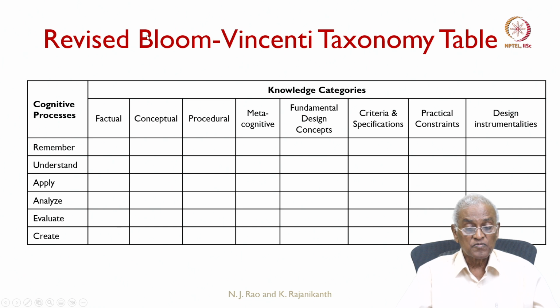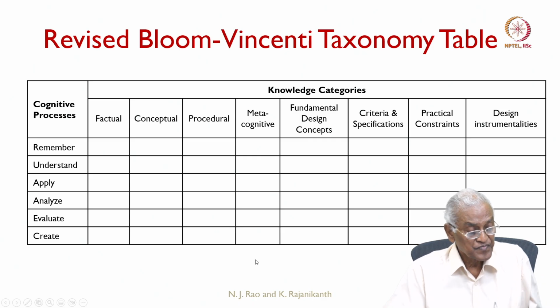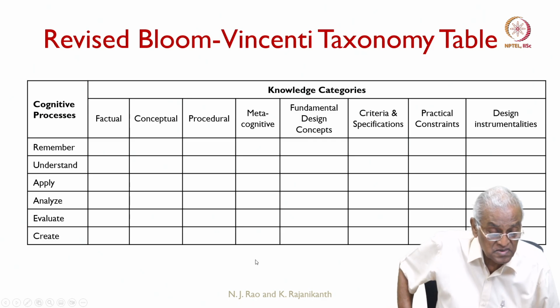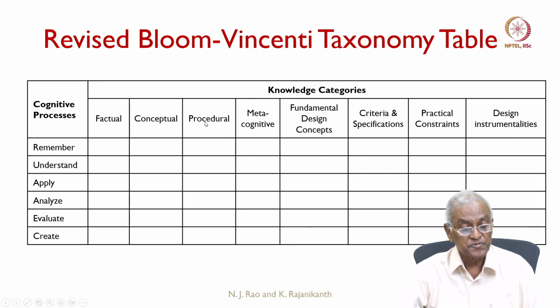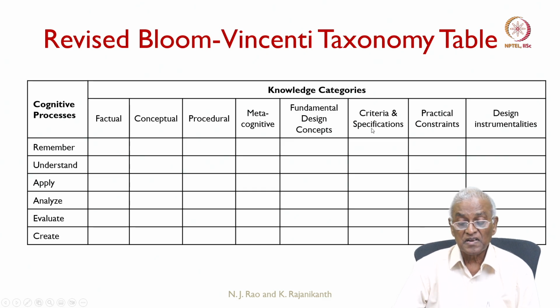So the revised Bloom-Vincenti taxonomy table will look like this. Same 6 cognitive processes, and you have factual, conceptual, procedural, metacognitive, the general categories, and fundamental design concepts, criteria, specifications, practical constraints, design instrumentalities, the engineering categories of knowledge. So it is a 6 by 8 table.